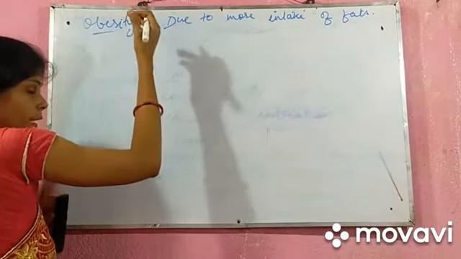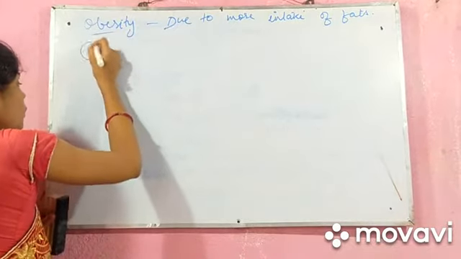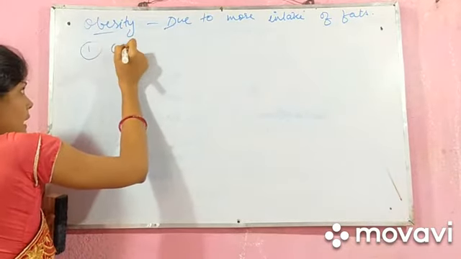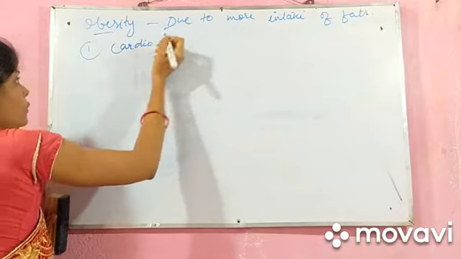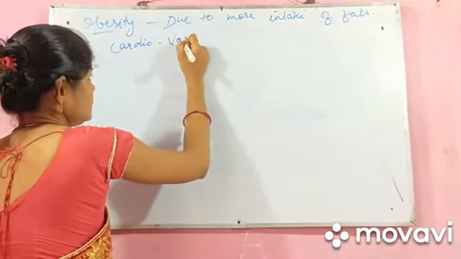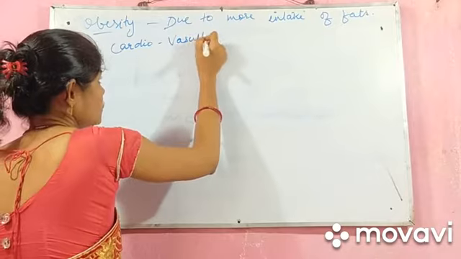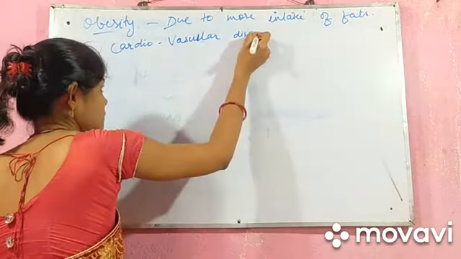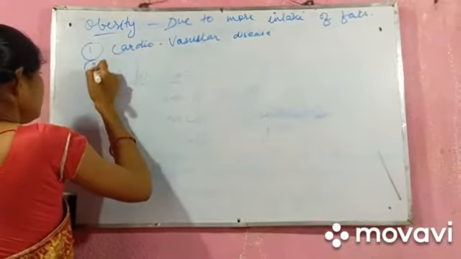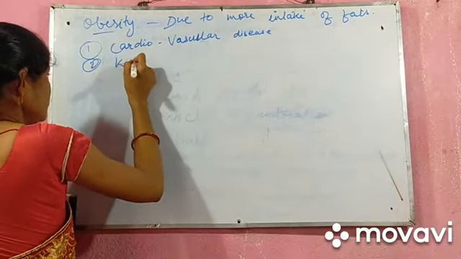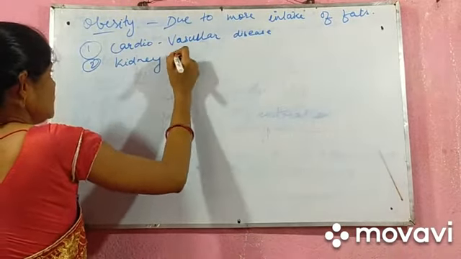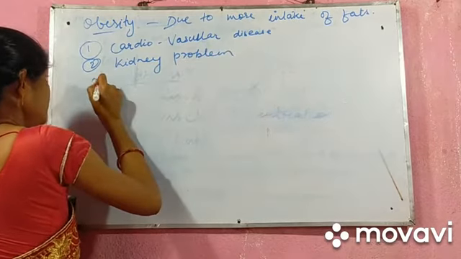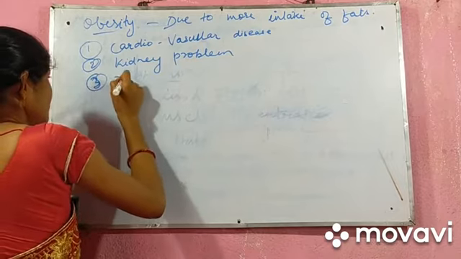So what happens in this disease? Obesity gives rise to heart disease, that is known as cardiovascular disease, kidney problem, diabetes, etc.